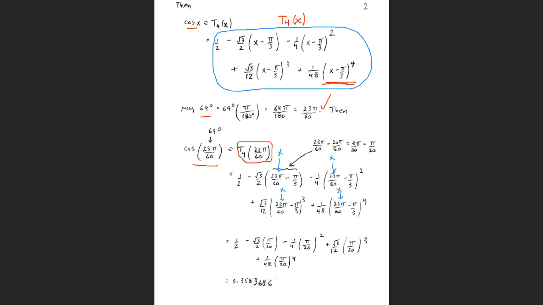And I'll note that for every expression, you have 23 pi over 60 minus pi over 3. Well, pi over 3 is the same as 20 pi divided by 60. So when you subtract it, you get 3 pi over 60, or pi over 20.